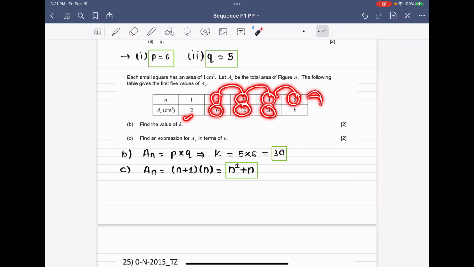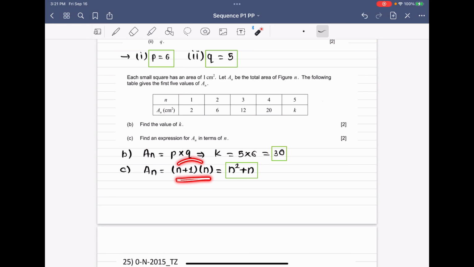5 times 6, 30. So what if this is my n? Then this 2 is n plus 1. So n plus 1 times n, you can write like this, or n times n is n square, and 1 times n is n. So An equals n square plus n.